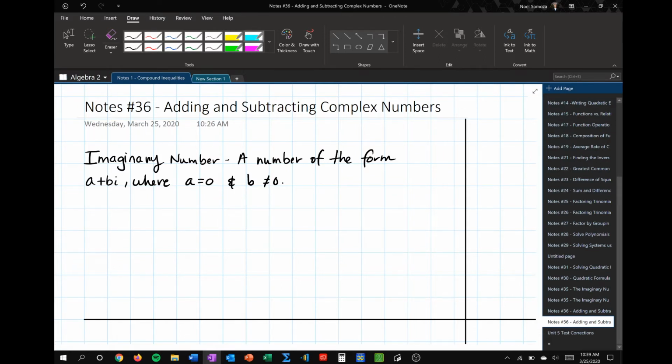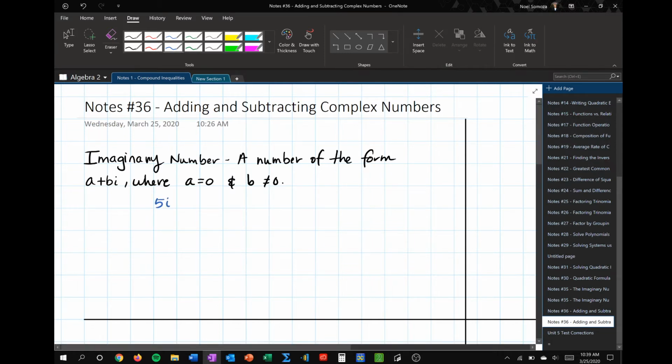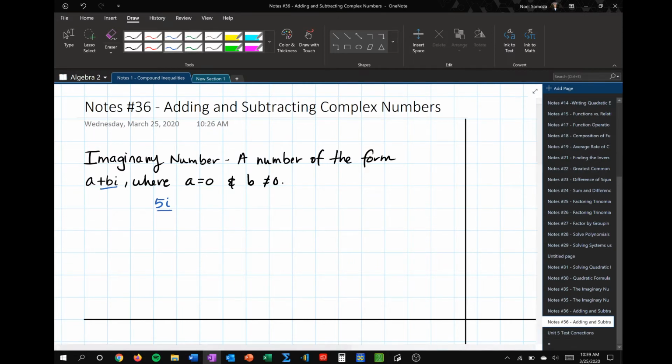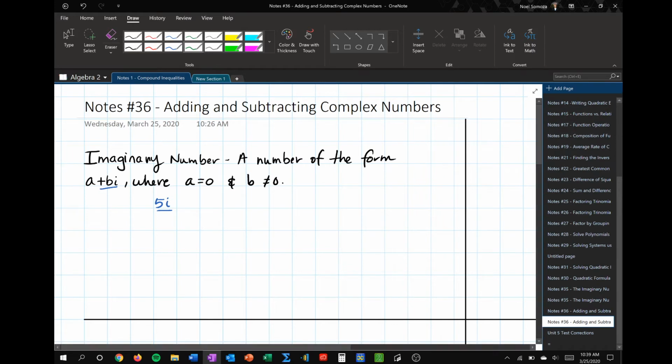Well, an imaginary number, let me give you an example, would be something like 5i, right? That is an imaginary number. Why? Because the a part is missing. You're only seeing the bi part. So if you only see the bi part, that's the imaginary number. Now, in this case, a has to equal 0 because 0 plus 5i is 5i. So the real part of the number is 0, and the imaginary part of the number is represented by 5i.